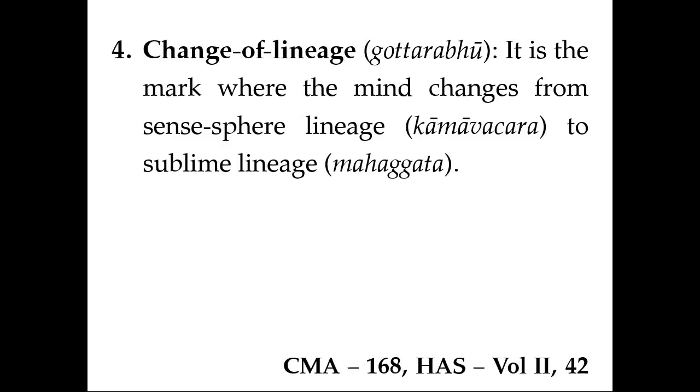Kuttarabu or change of lineage is a mark where the mind changes from sense sphere lineage to sublime lineage, or sense sphere cheta to sublime cheta. In other words, we can call it a border area, right? Like the Singapore border and Malaysia border. When you're going to Malaysia, there is an immigration office, right? You are moving to Malaysia, going through that gate. Just like that, when you are going to attain jhana chetas, there is one mind movement. That mind movement marks the change of the mind, from one lineage to another, from sense sphere lineage to sublime lineage. So that is called change of lineage or Kuttarabu.